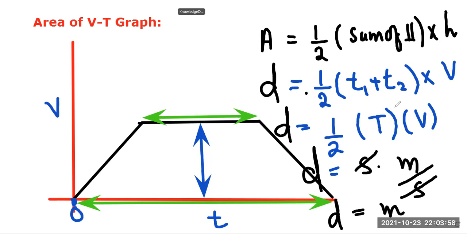So distance traveled by the object is the area of the graph. Gradient of velocity time graph is the acceleration of the object, and area of the graph is distance traveled by the object. Clear? Ji sir, clear.